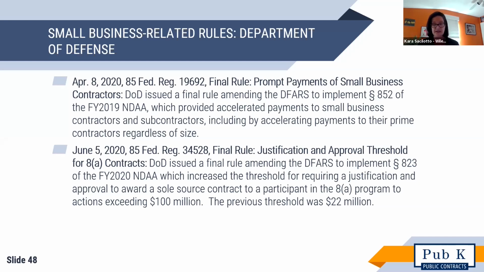The second bullet is pretty self-explanatory. DoD issued a final rule that amends the DFARS to implement a provision of the fiscal year 2020 NDAA that increased the threshold for requiring a justification and approval to award a sole source contract to a participant in the Small Business Administration's 8(a) program to actions exceeding $100 million. So that makes it easier for DoD to make such awards.